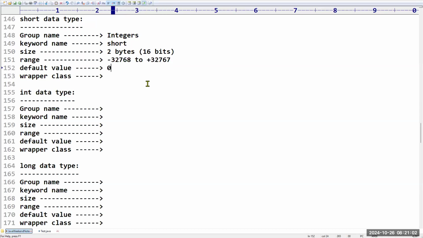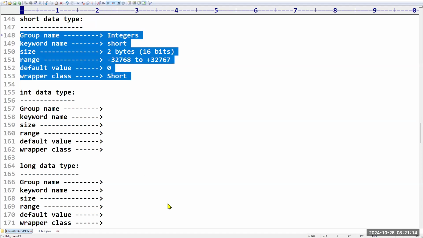What is the default value? Since it is also integer, 0 is the default value. What is the wrapper class name? We have to take Short, but S starts with a capital letter. Any doubt on this short data type? Please confirm. No from my end, sir.